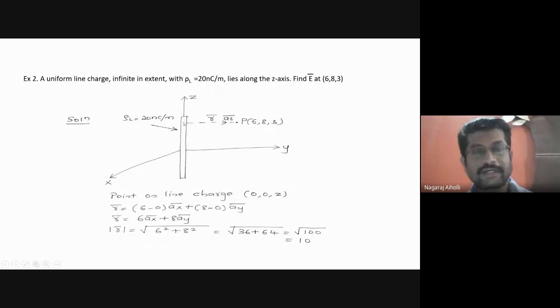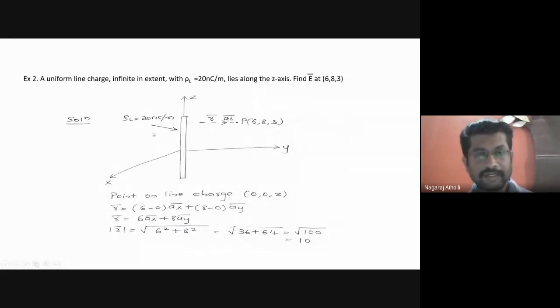Similar to the derivation that we did in the previous class. Find E bar at (6, 8, 3). You have to find the electric field intensity at the point P (6, 8, 3). Here I have considered point P. The perpendicular distance between the infinite line charge lying on the z-axis and the point P is r bar, and the unit vector along that direction is a r bar, where r is lowercase. Let us try to find out.